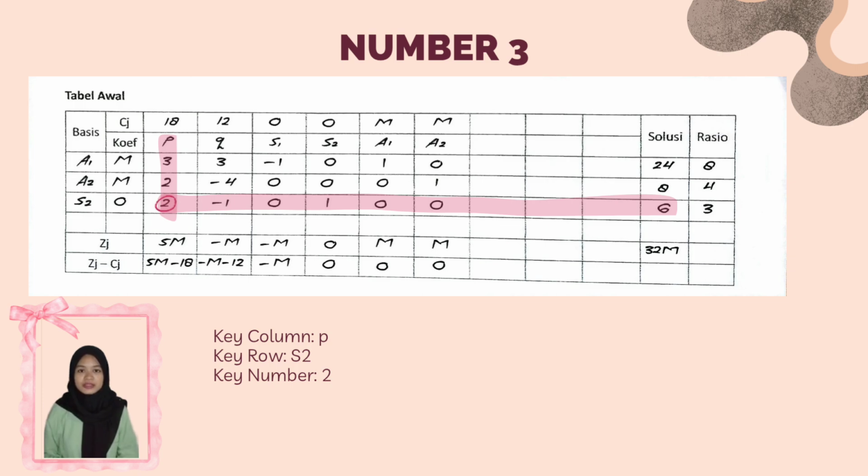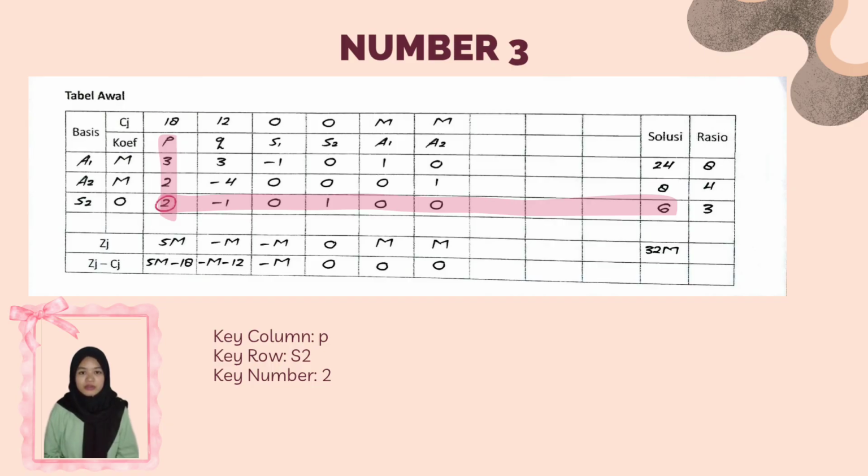I create the initial simplex table. The columns are p, q, S1, S3, A1, and A2. The basic variables are A1, A2, and S3. Since it is minimization, I select the k column by finding the largest positive value in zj minus cj. To find the k row, I divide the solution by the corresponding entry in the k column. If the entry is 0, I mark the ratio as a dash and it will not be considered. The row with the smallest positive ratio is the k row. In this initial table, the k column is p, the k row is S3, and the k number is 2.